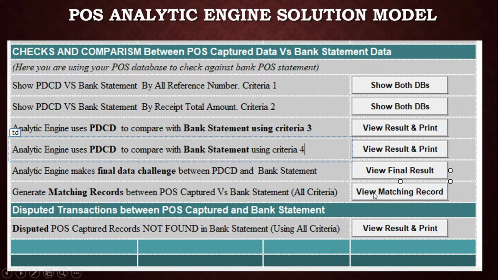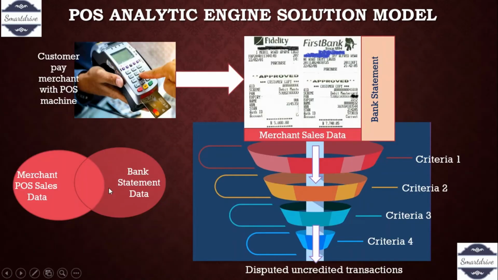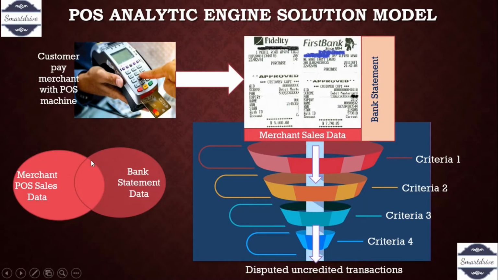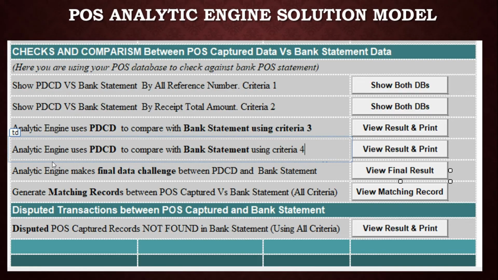We'll now run criteria 1, 2, 3, 4, and then we run the final and see how the final output will look. Then we also check from the two databases what data match. So you should be able to see the matching record here. And this one is what is found outside this domain. This is the first domain, this is the second domain. What is found out here after the 4 criteria have been run is the undisputed transaction.